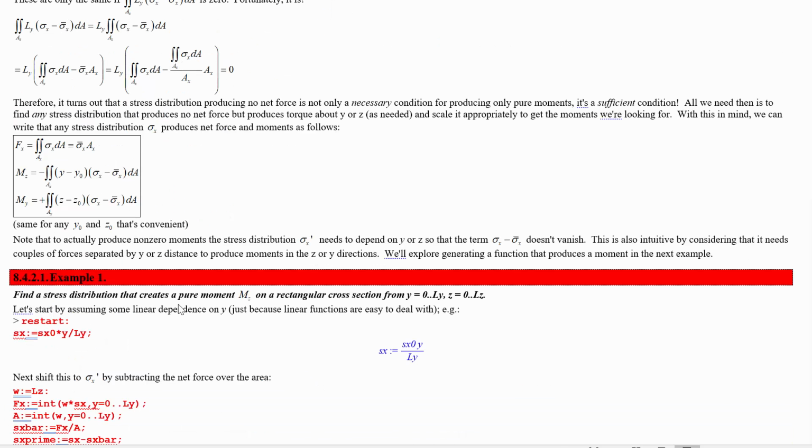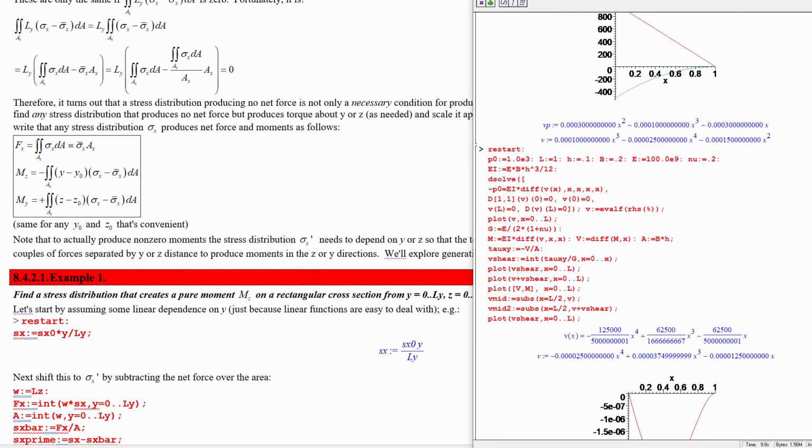So let's explore this. Find a stress distribution that creates a pure moment Mz on a rectangular cross section from y equals 0 to Ly, z equals 0 to Lz. So the center of this cross section is Ly over 2 and Lz over 2. And we want to be producing a moment Mz on this cross section. So let's see how we could do this.